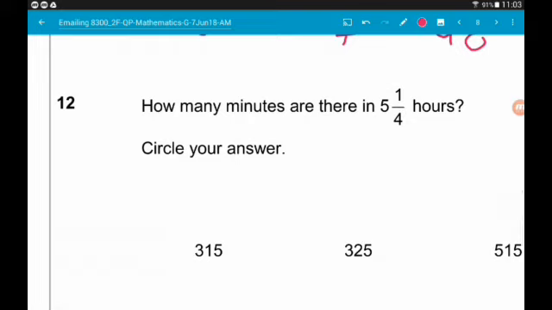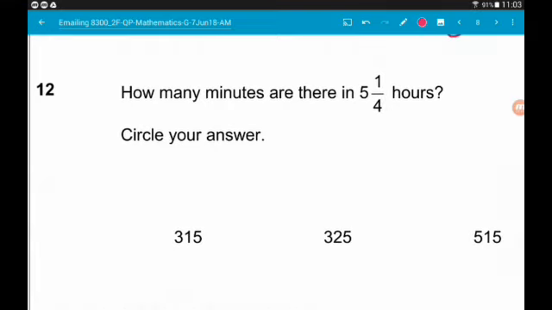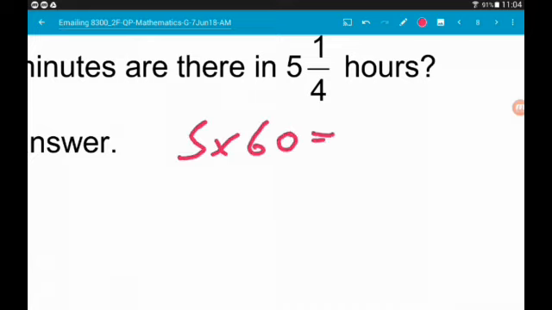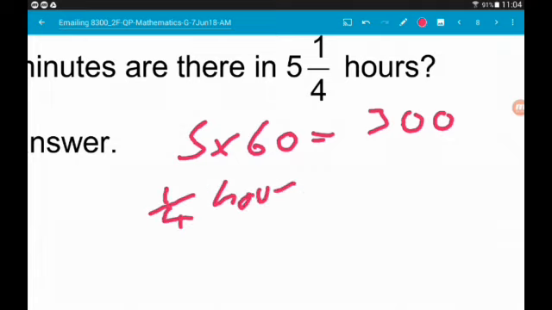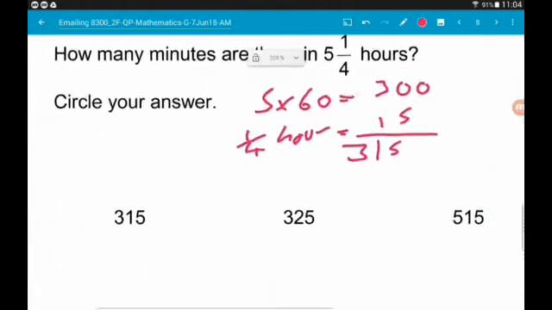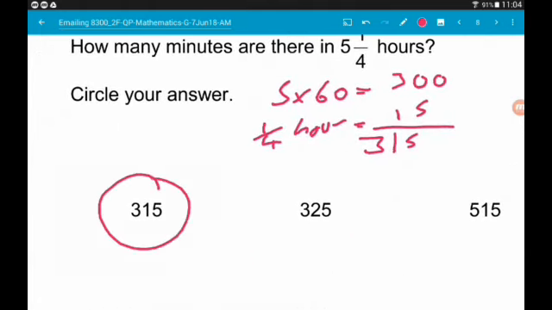Question 12 asks us how many minutes are there in 5 1/4 hours. Okay. 1 hour is 60 minutes, so 5 hours is 300, and then 1/4 of an hour is 15 minutes. Add them together, it's 315, which is there. Cool.